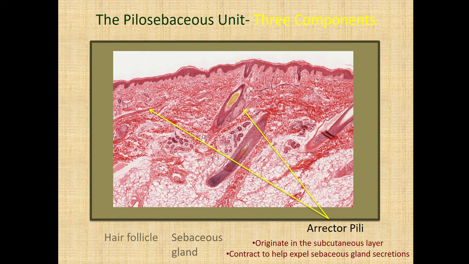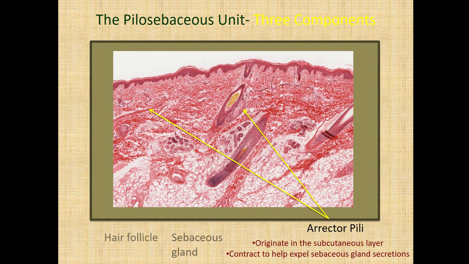And then the other structure that usually goes along in this unit is called an erector pili muscle. And here you can see a long one here, and you can't see the associated hair follicle, but you can see the sebaceous gland, and you can see the erector pili muscle here. And so these three components, the hair follicle, sebaceous gland, and erector pili muscle, are all part of a unit called the pilosebaceous unit. And so you can see these in slides that they go together, and their functions are related to each other.